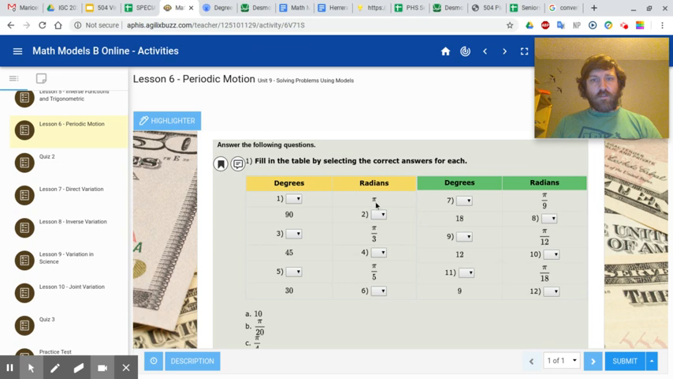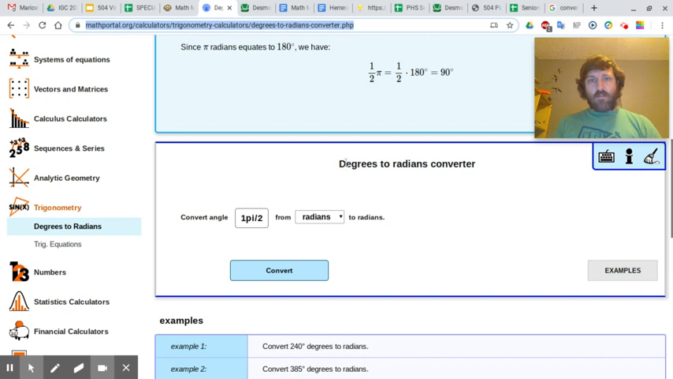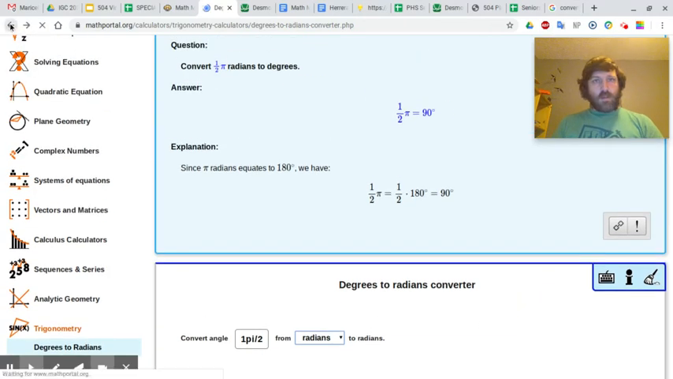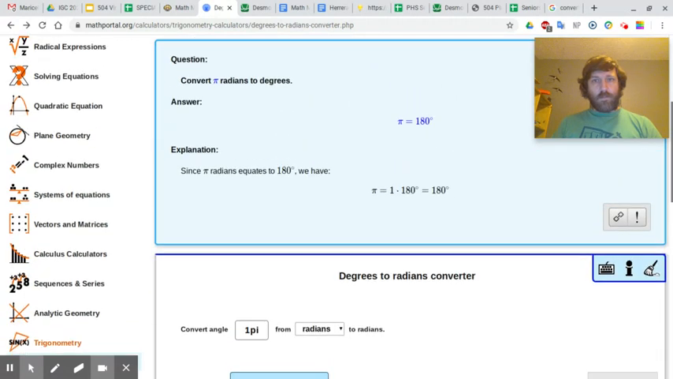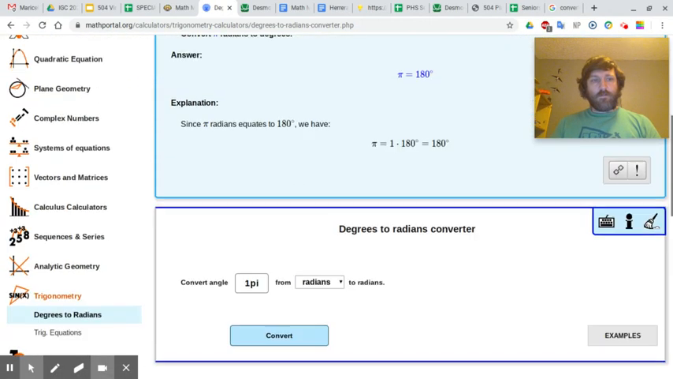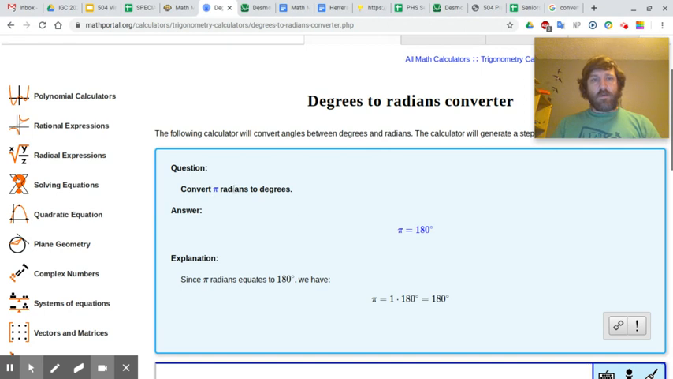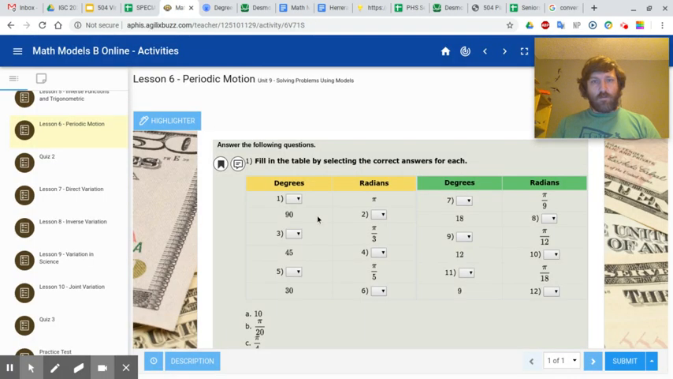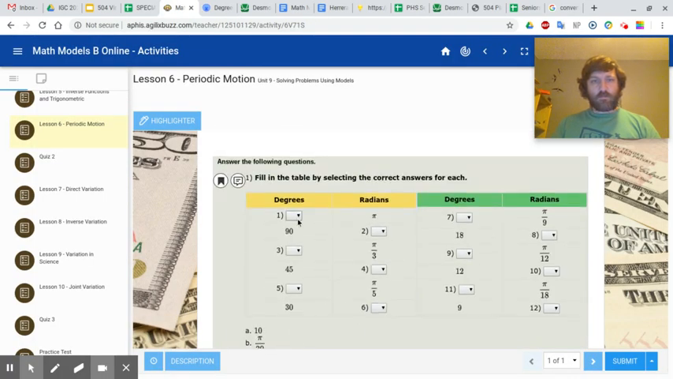So for instance, with this first one, we have an answer in pi radians. They want to get degrees. So we go here. Right now, this calculator says degrees to radians, so we're going to say we want to go from radians to degrees. No, not radians to radians. Let's go back. Here we go. We want to go from radians, and we want to go pi. So we'll convert pi radians to degrees, and it is 180. So go over here, and 180 is L. I hate that they mix those up.